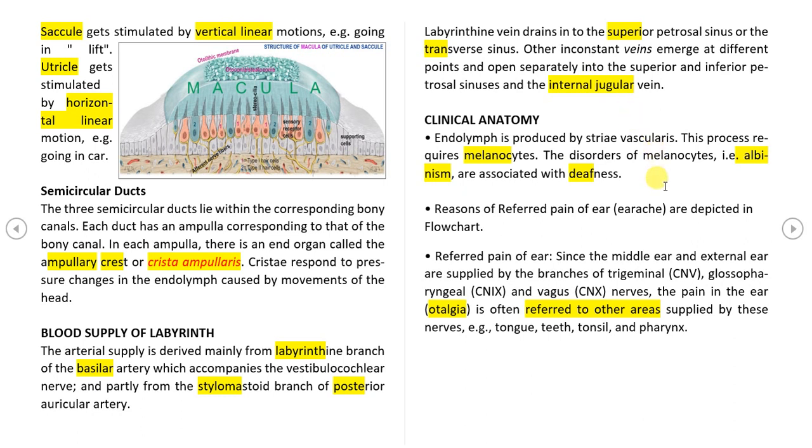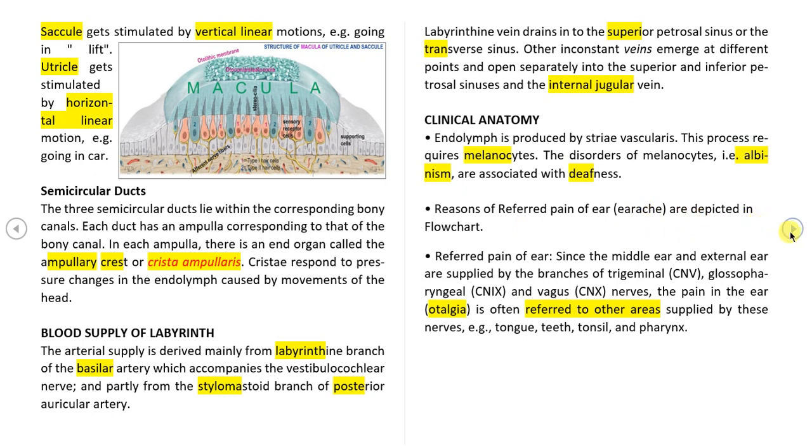Clinical anatomy: as we have seen, stria vascularis has melanocytes. So in one congenital disorder, when there is complete absence of melanin, that is called albinism. So the person will have no melanin at all. The skin is absolutely white, hair is absolutely white, and there is deafness due to absence of melanocytes in stria vascularis. So albinism persons are associated with deafness.